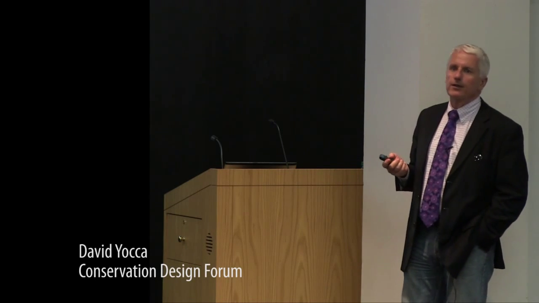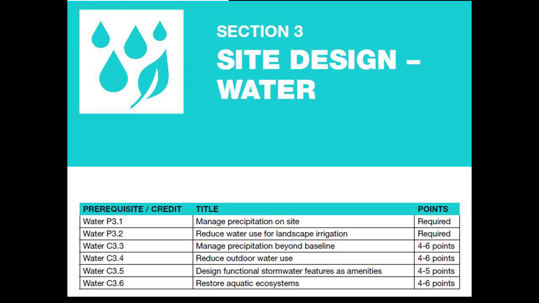Looking at the credits under the water category, site design for water, there are 2 prerequisites and 4 credits. And the first prerequisite is to manage precipitation, rainwater, on site, basically to address the rainfall that falls on a site and to not just convey it somewhere else.